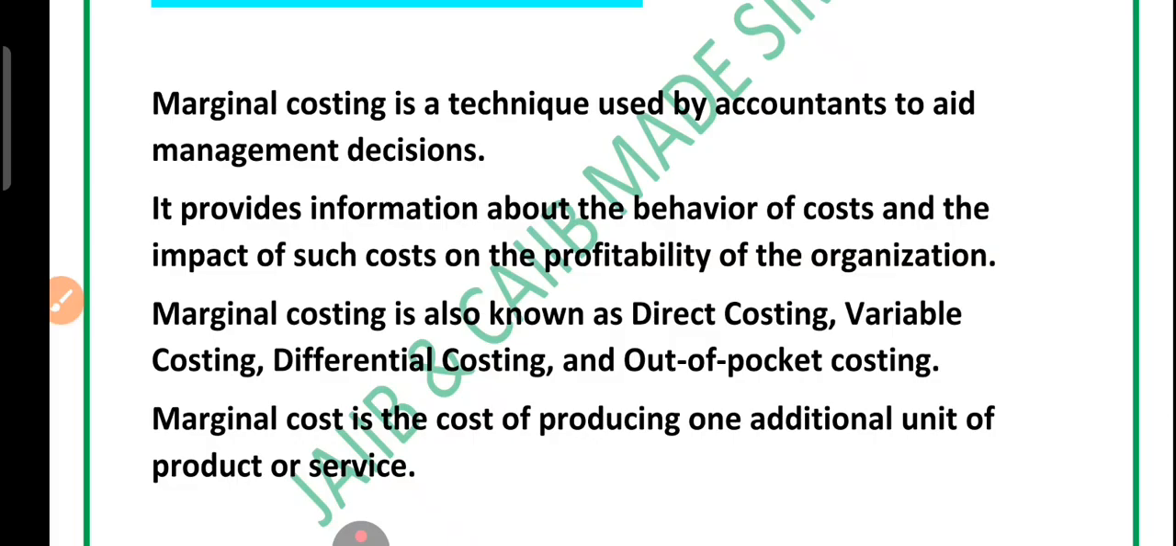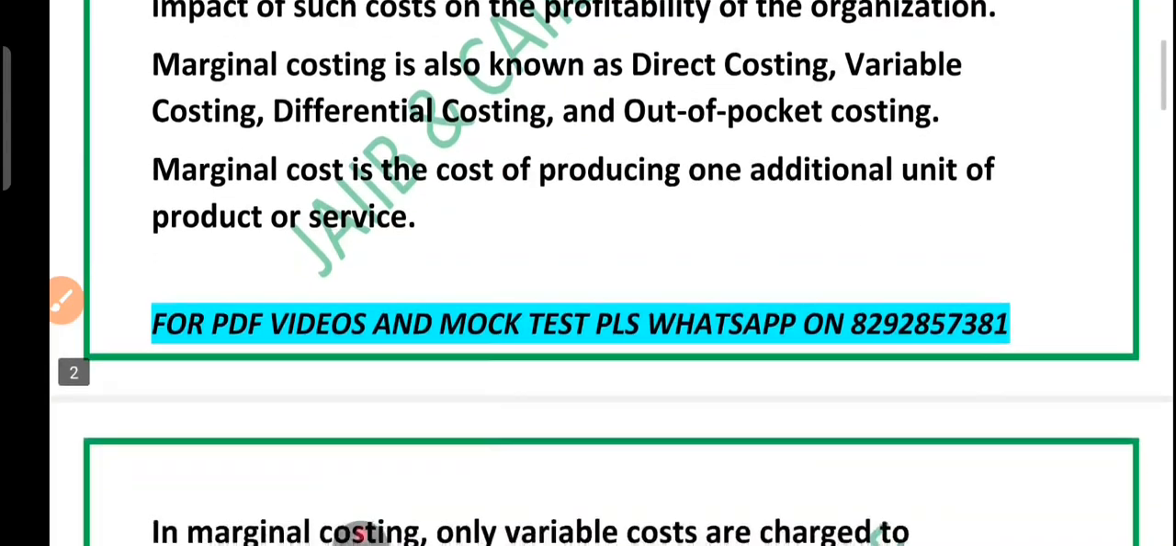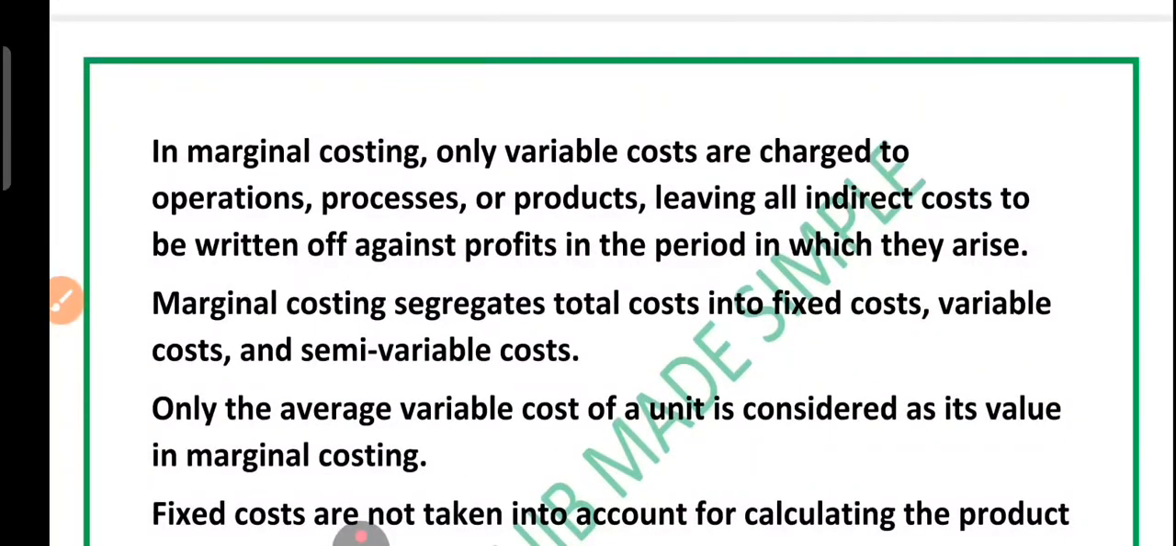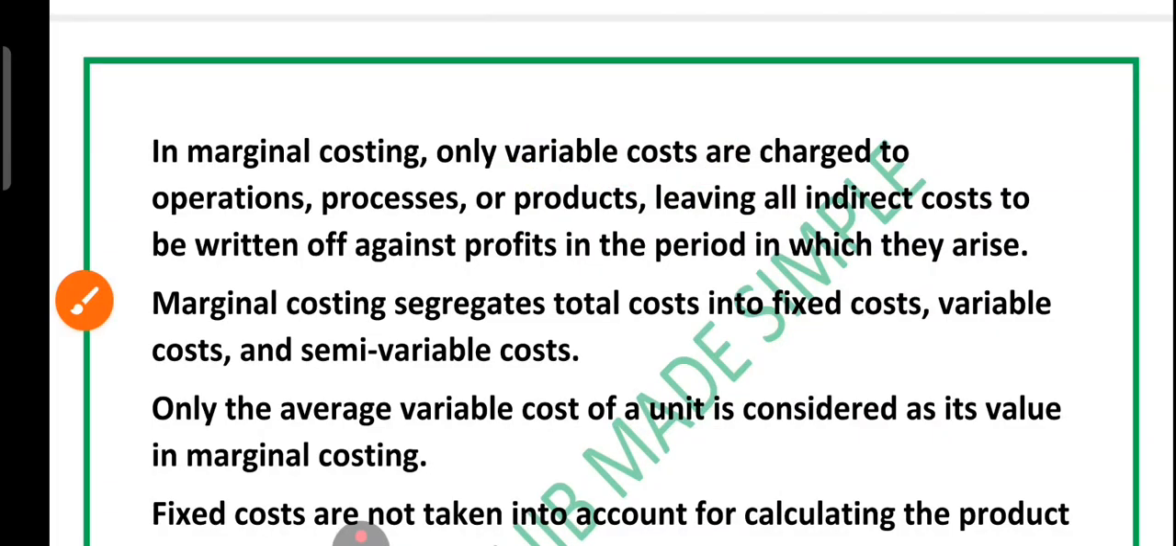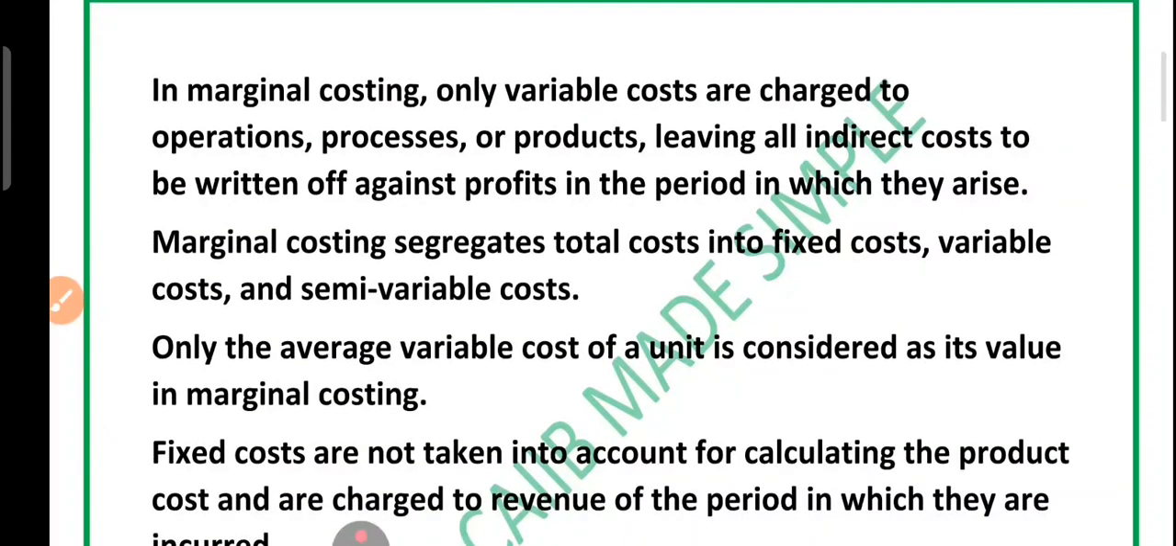So why do managers like this method? Because it tells you how costs behave. In marginal costing, only variable costs are charged to operations. It shows which costs move when you increase or decrease production. Should we accept a special low price order? Should we produce one more unit or should we stop? Marginal costing makes those decisions clearer because it separates the costs that actually change from those that do not change. These are the points.